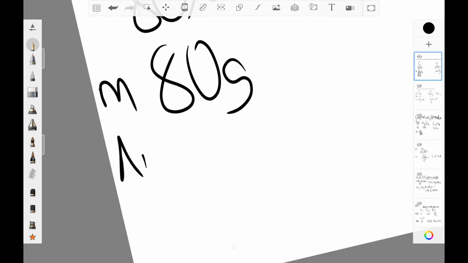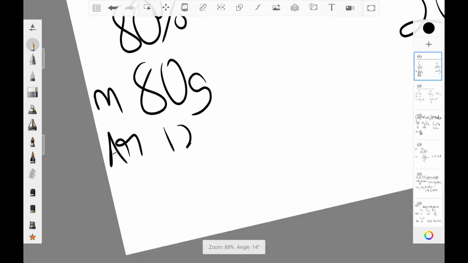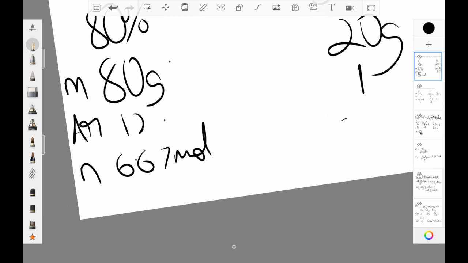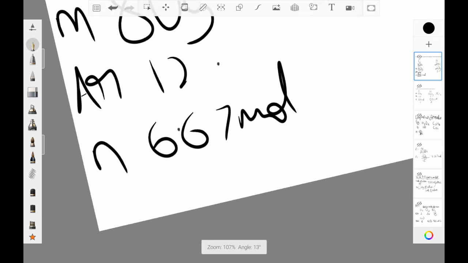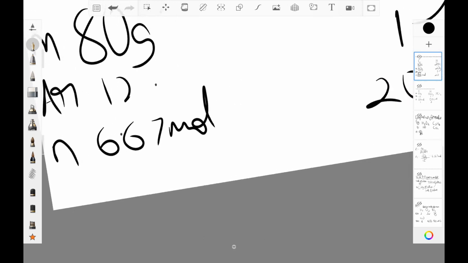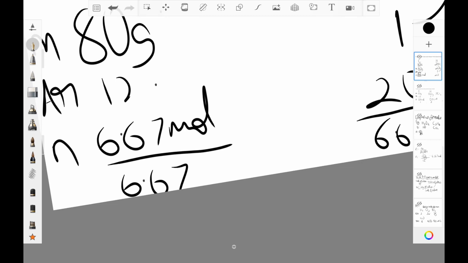AR, 12 and 1. Once you find the number of moles, which is 80 over 12, that gives you 6.67 mole. Over here you just have 20. Right, over here, to simplify this ratio, an easy method is to just divide both values by the smaller number. So you divide it as such. Divide this by 6.67 as well.